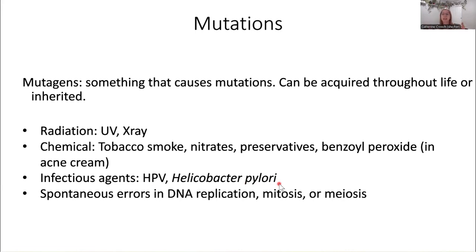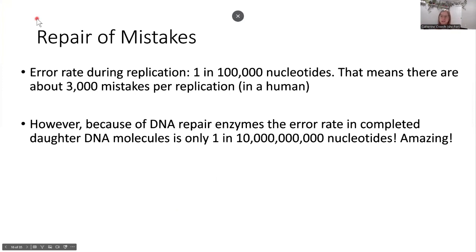And then we have spontaneous errors in DNA, where we just have a whoopsie, and then we end up with a new nucleotide or a deleted nucleotide or a changed nucleotide, and that can create a change all the way down your DNA sequence, possibly. Luckily, those mistakes in DNA are pretty rare. It turns out the error rate in replication is about 1 in 100,000 nucleotides, which means that there's 3,000 mistakes per replication in a human.